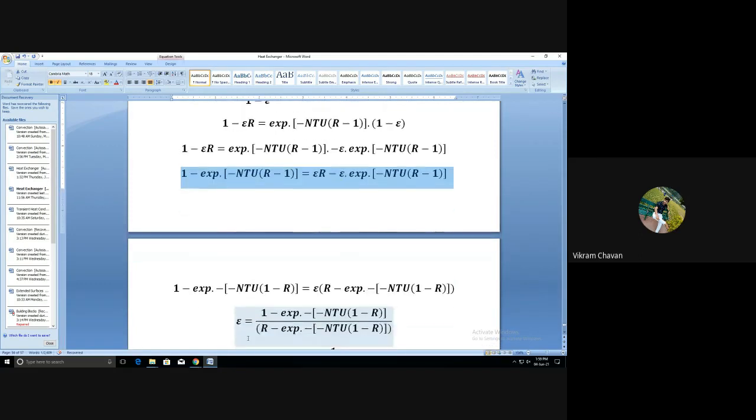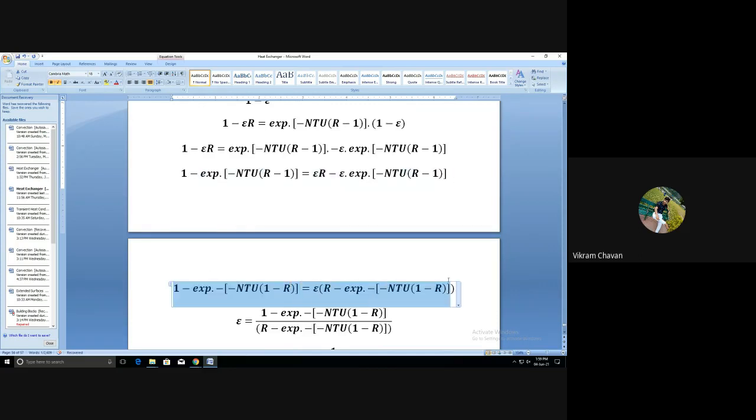So further, what we have done, we have converted this R minus 1 into 1 minus R. To convert this R minus 1 into 1 minus R, we are required to take the negative sign common out of the bracket, and that common negative sign we have taken outside this square bracket. So we will get 1 minus exponential of minus [NTU (1 minus R)].